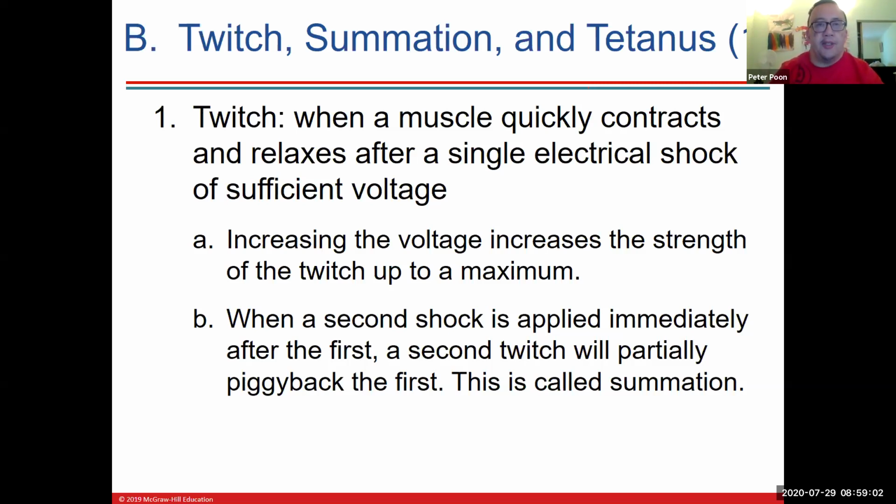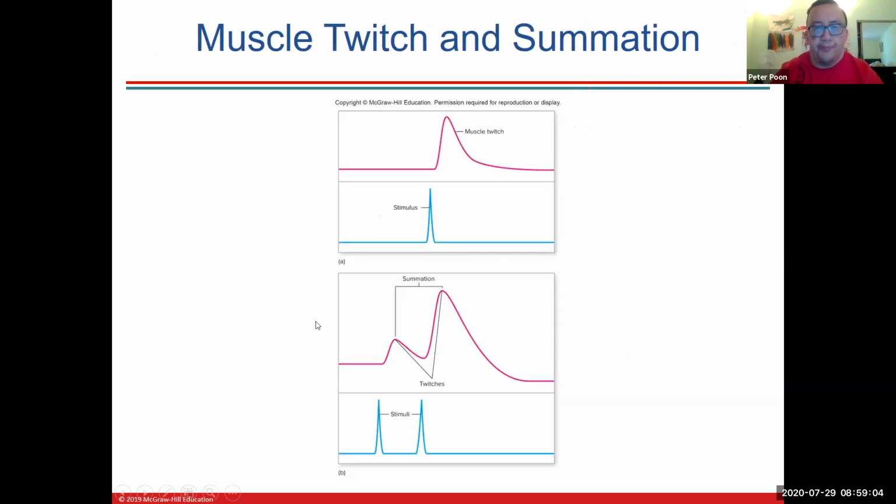Okay, so a single twitch. You apply a single stimulus, you get a single muscle twitch. Do you see how the stimulus is shorter than the muscle twitch? This is actually important. Here I get a muscle twitch right after the stimulus. But if I apply two stimuli, before this comes all the way down, I can have another twitch that goes up even higher and forces even more contraction than before. This concept is called summation.